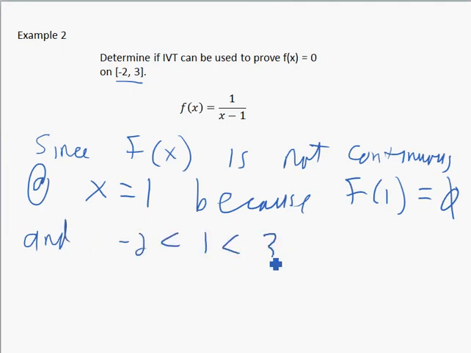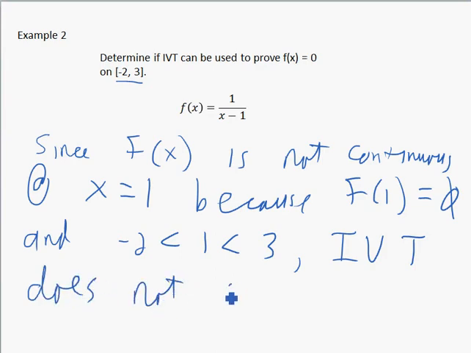There you go. That's all you've got to say. The conditions are not met, so IVT does not apply. And all we're saying is determine if it can be used. And well, no, IVT doesn't work. You can't use it unless these conditions are met.